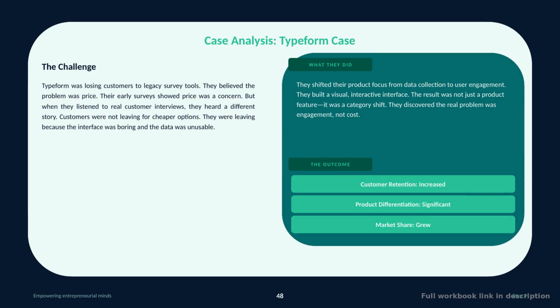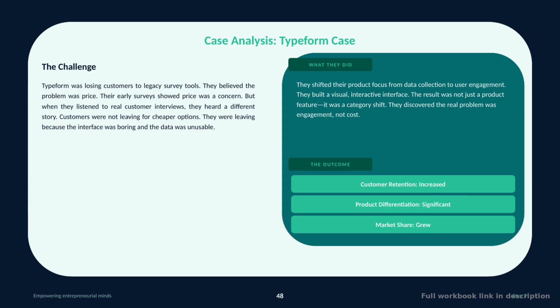Typeform was losing customers to legacy survey tools. They believed the problem was price. Their early surveys showed price was a concern. But when they listened to real customer interviews, they heard a different story. Customers were not leaving for cheaper options. They were leaving because the interface was boring and the data was unusable.